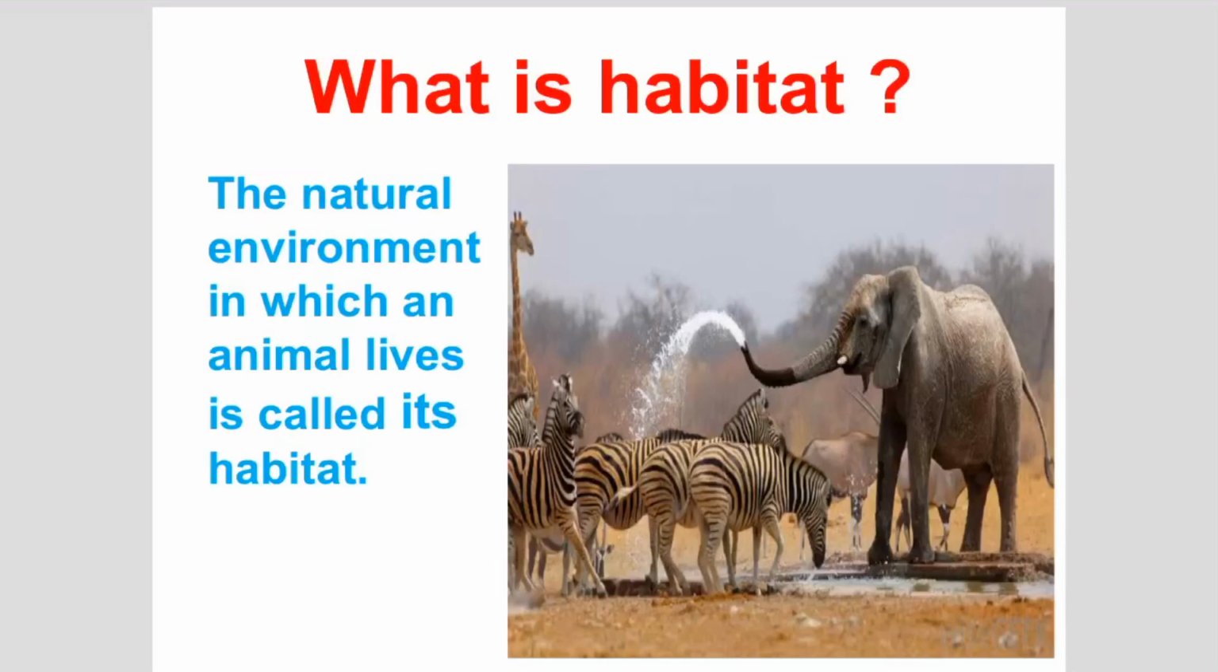The surrounding or the environment in which an animal lives and survives is called its habitat. So what is habitat? The natural environment in which an animal lives is called its habitat.